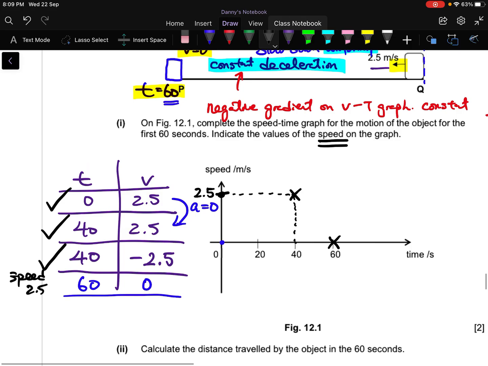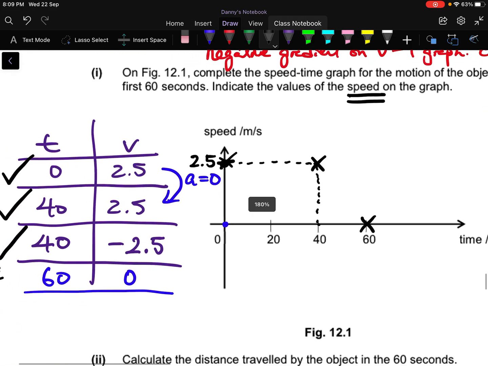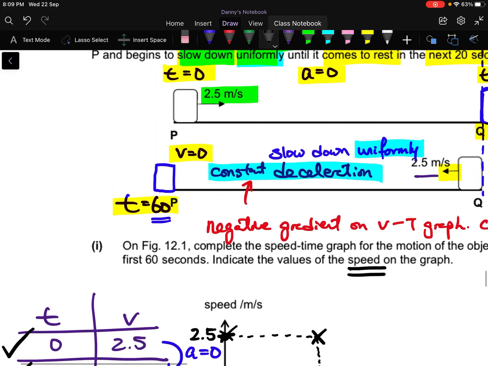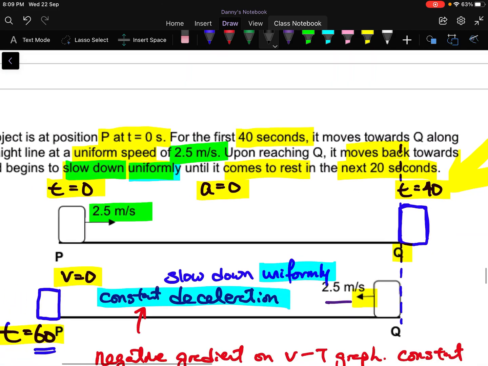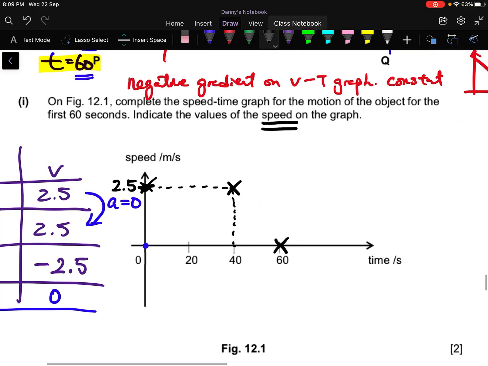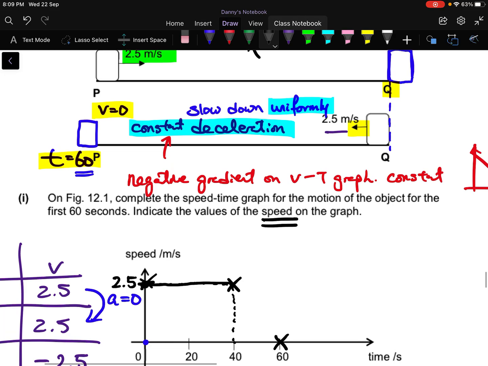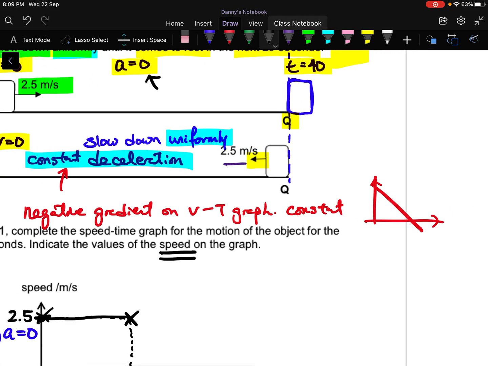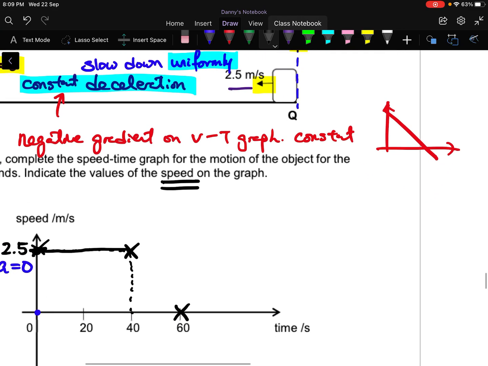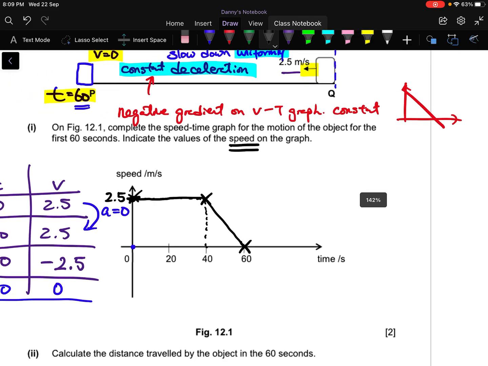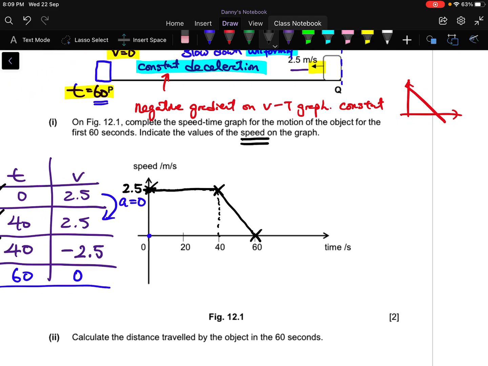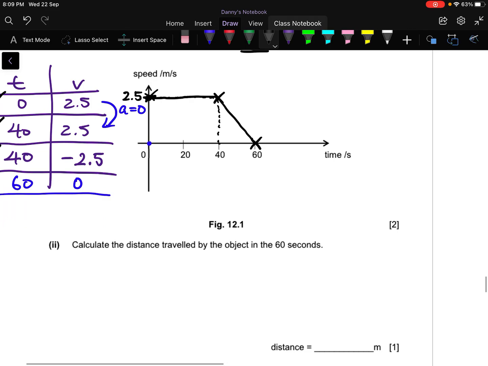Then I need to ask myself, between all these dots, these crosses, are they a straight line or a curve? So I know here, from time equals 0 to time equals 40, acceleration is 0, meaning that it is constant speed, like that. Then after that, I've already worked out that when they say slow down uniformly, it means constant deceleration. So it means my gradient is a straight line. So like that, no? Is it very hard? 2 marks, just like that, right?